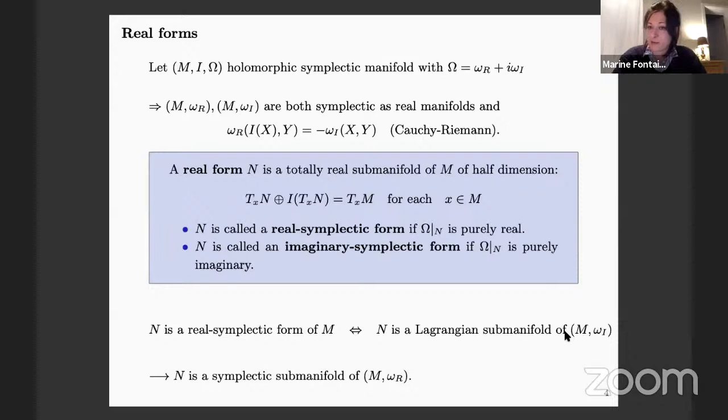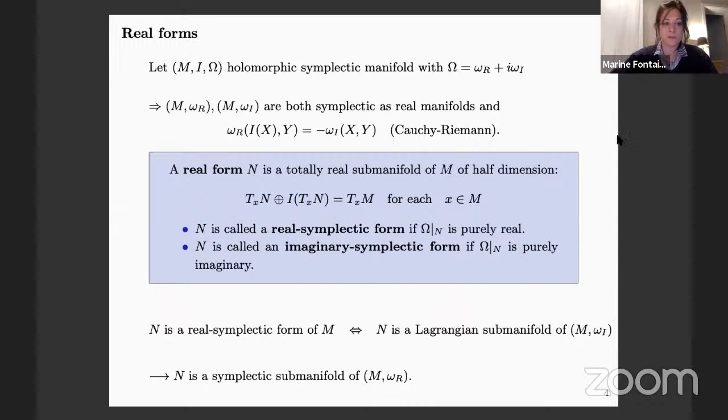And as a consequence, because if it's purely real, it means that omega I will be zero on N, and N is of half dimension, so it's Lagrangian. And if you have this, you can check that the real part restricted to N is non-degenerate as a consequence of the Cauchy-Riemann equation.